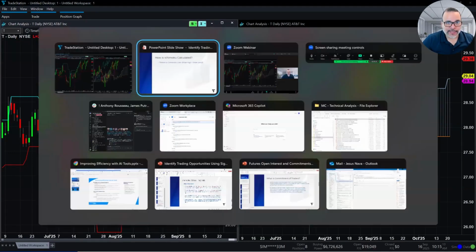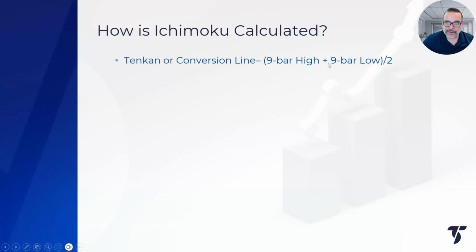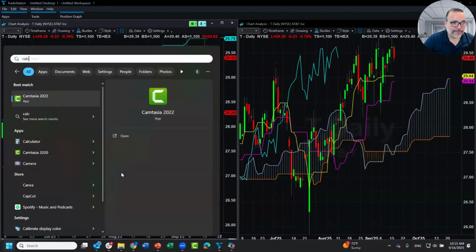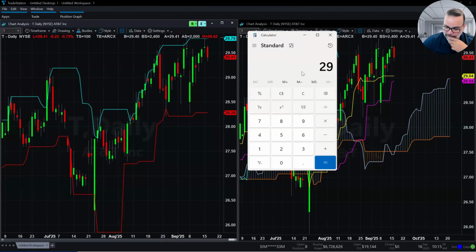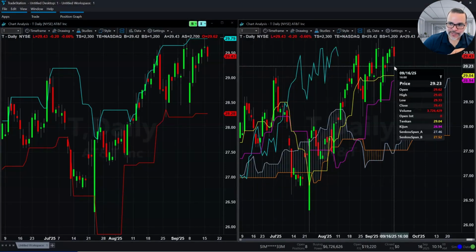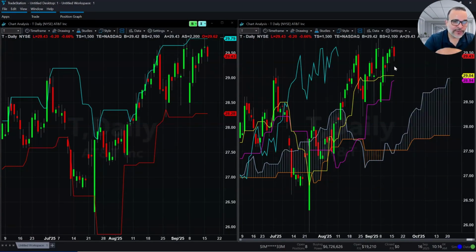The calculated value, as we go back here to our PowerPoint, is our 9-bar high plus the 9-bar low divided by 2. So we have to add that highest high and lowest low for the past 9 bars and then divide by 2. Let me go back here. I'm going to bring up my calculator. All right. I'm going to do 29.79 plus 28.28. That'll give us 58.07, and I'm going to divide that by 2. And this is 29.035, which rounds up to 29.04, which is exactly the Tenkan value that you see here, 29.04. So we know exactly where the calculated value is coming from. It's just the midpoint of the price channel of 9 bars back. Clear?